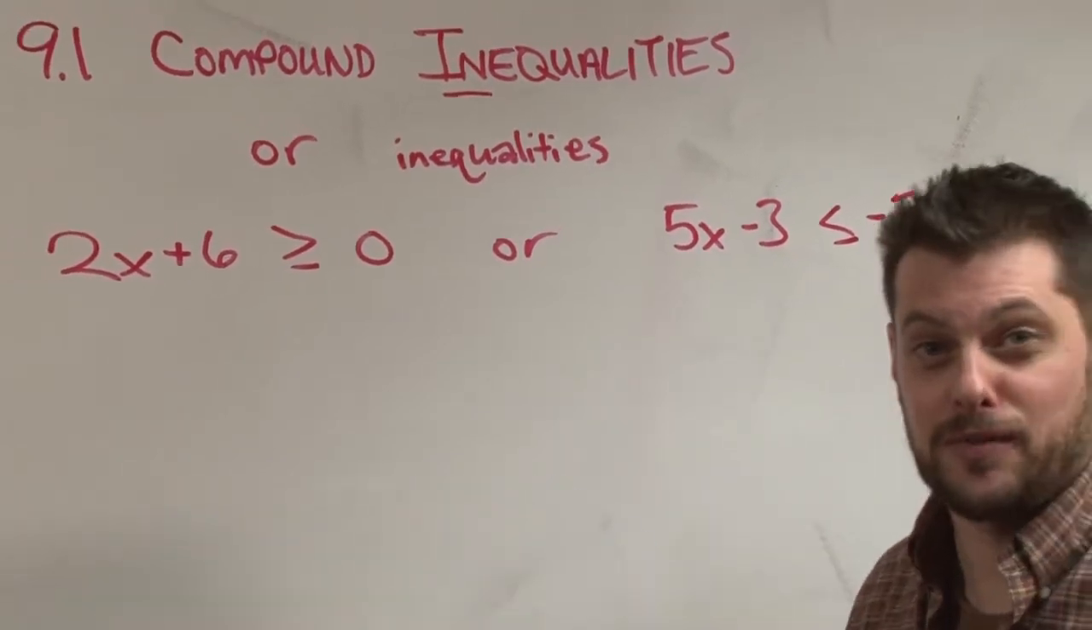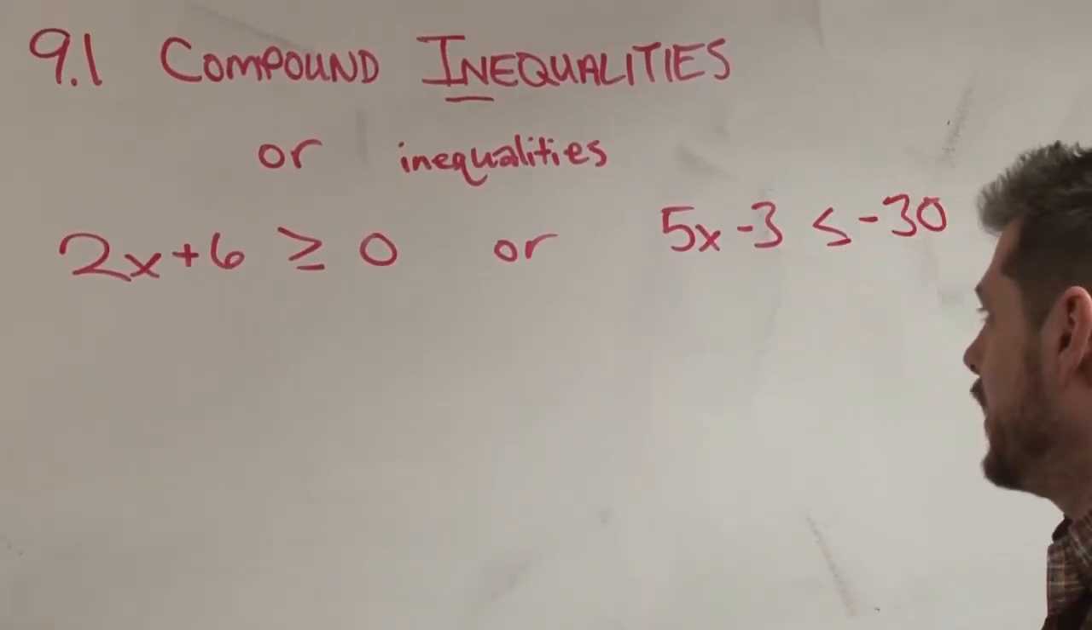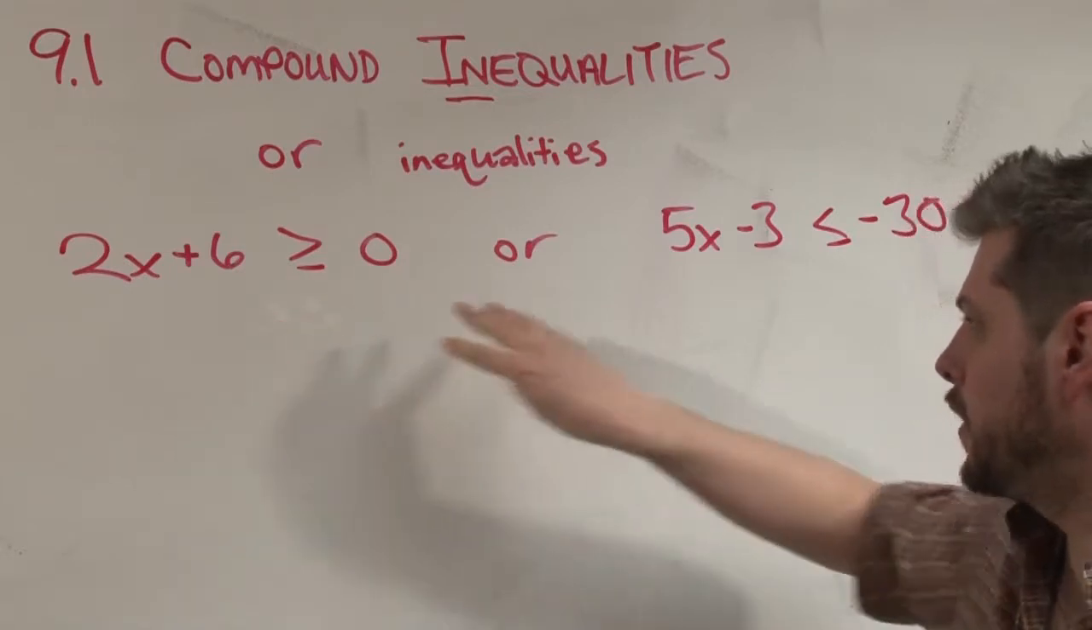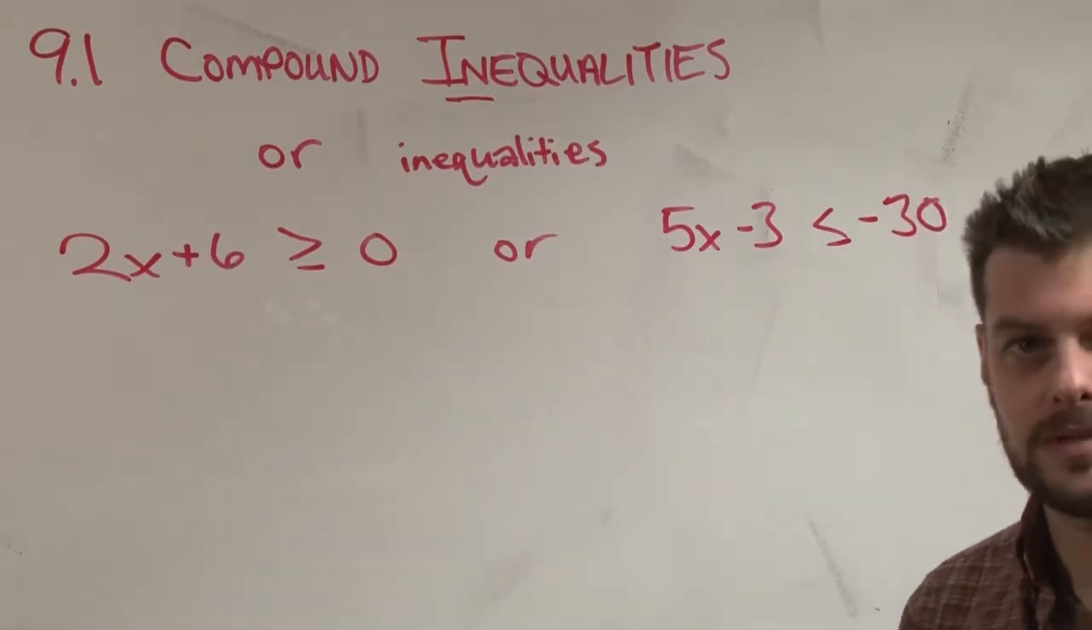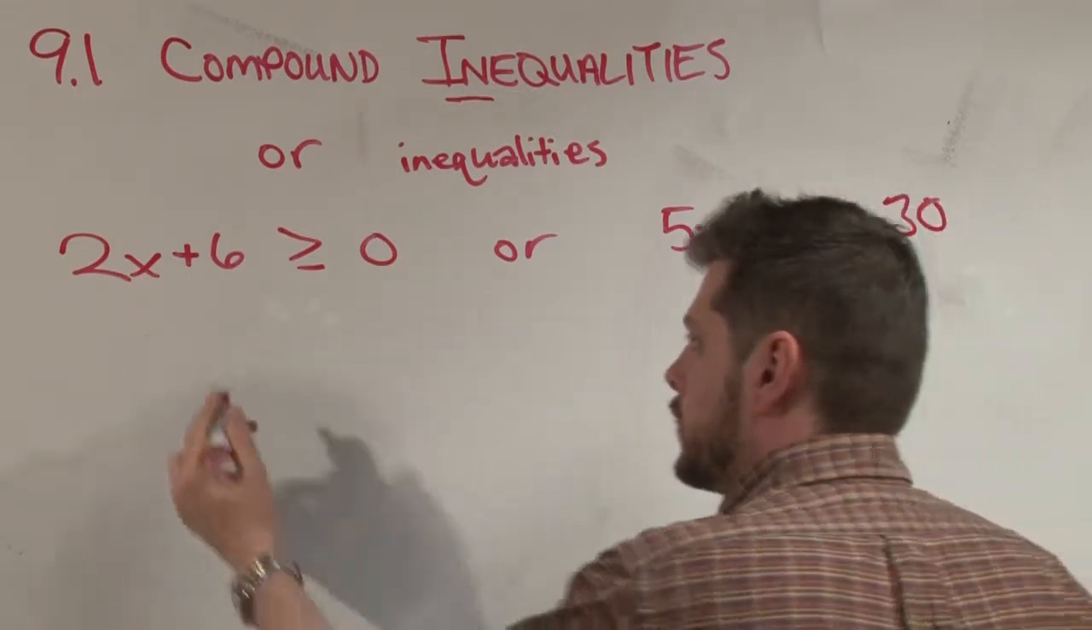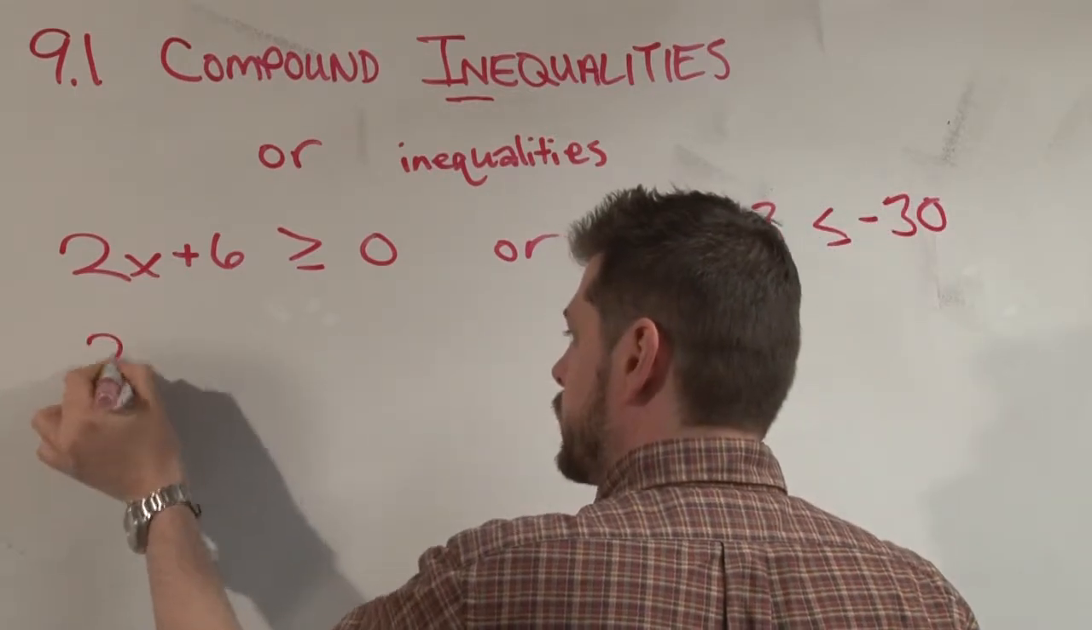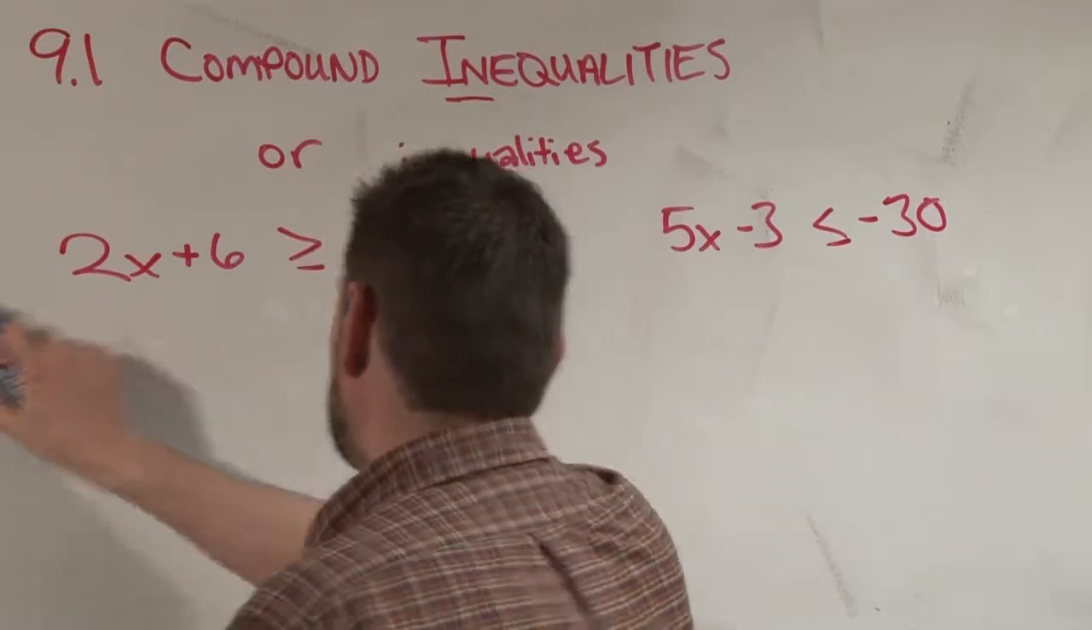I'm making this up, I don't even know if this has a solution. We'll find out. But these will always come to you in two pieces because there's no other way to write them. Okay? So we're going to solve each piece. That's the unfortunate thing.